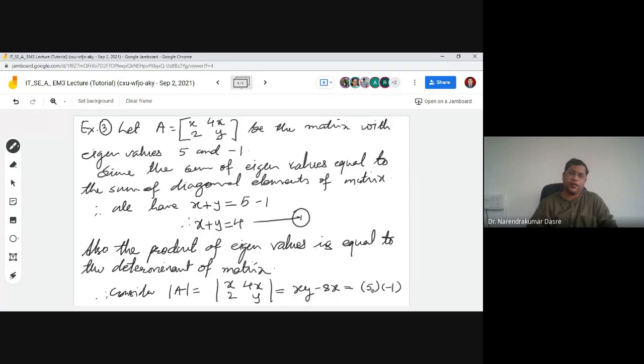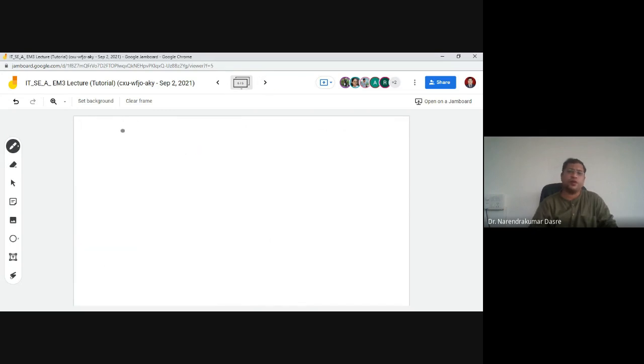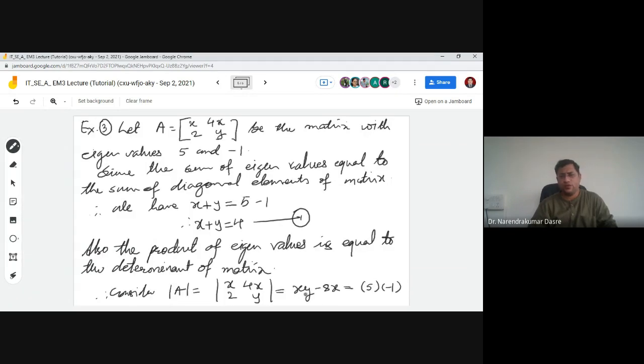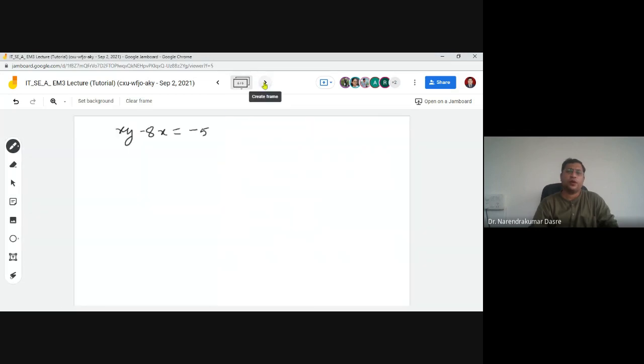The product of eigenvalues is equal to the determinant. So we got x into y minus 8x equal to minus 5. Okay, so we got x into y minus 8x is equal to 5 into minus 1. Now we can write x(y minus 8) is equal to minus 5. Let this be equation 2.